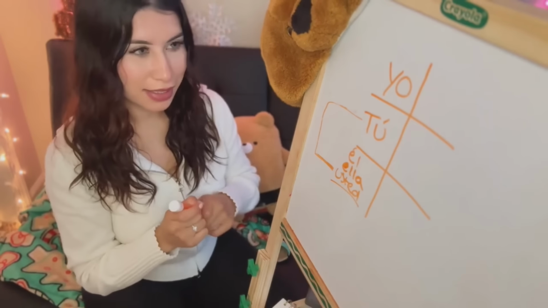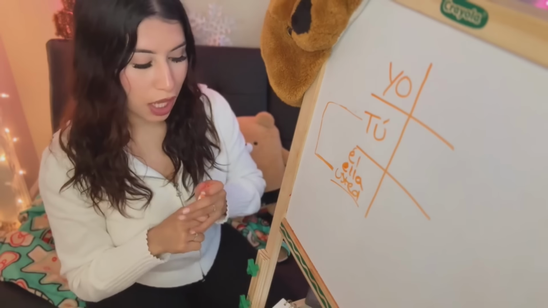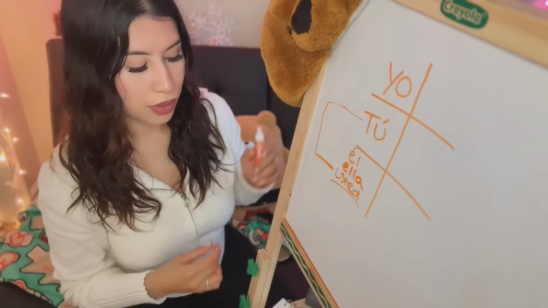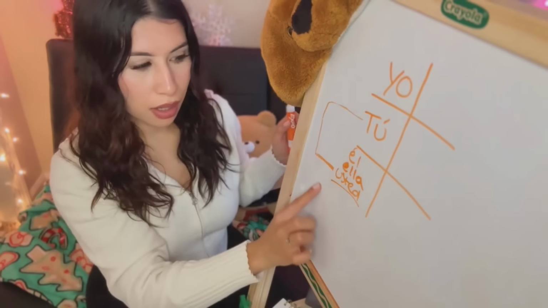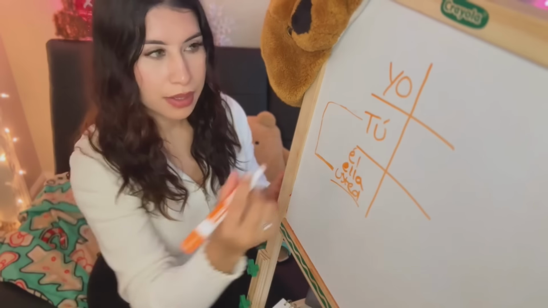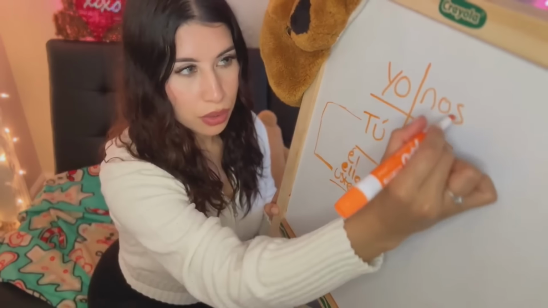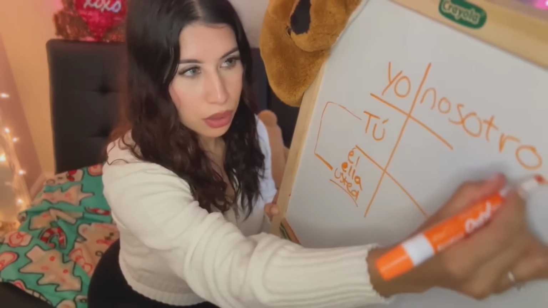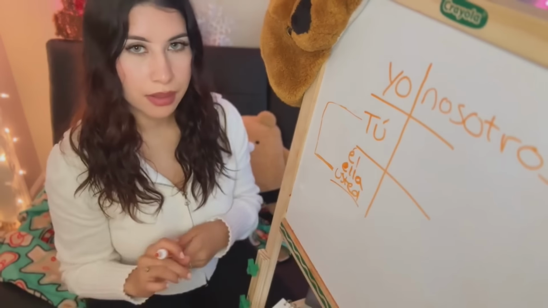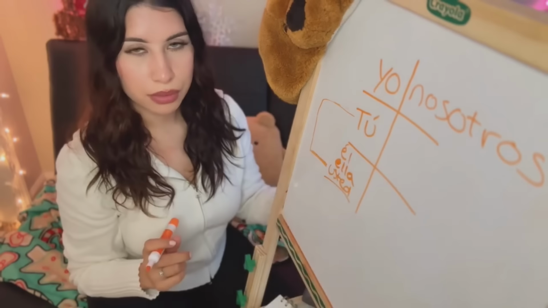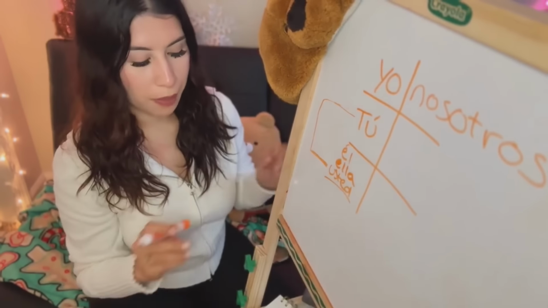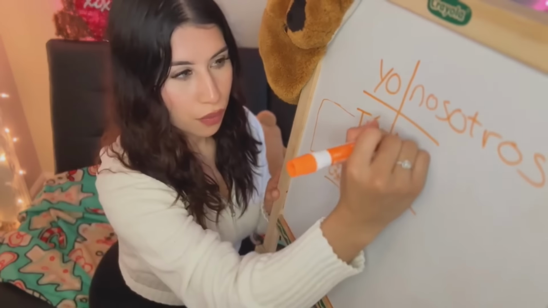Yes, next we're going to go straight to the plural pronouns, which will be on this side. In the beginning I told you these are the singular pronouns, and these on this side of the chart are going to be the plural. So I'm going to put nosotros. Can you say that for me? Nosotros, that means we. Can you say that for me one more time? Nosotros.